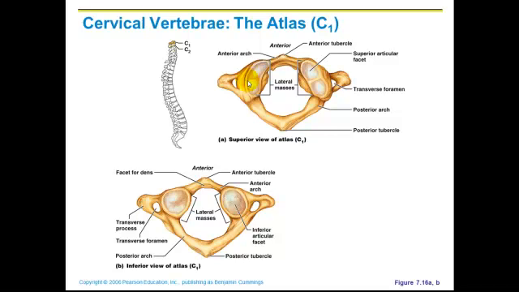Okay? That's the kind of movement. Now the word atlas, if any of you are into Greek mythology, Atlas was forced to hold the world up on his shoulders, right? So you can imagine that that's what this bone does. It holds the skull up on its shoulders.